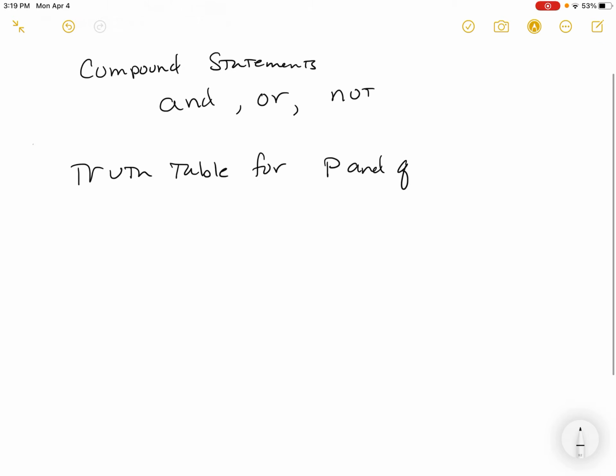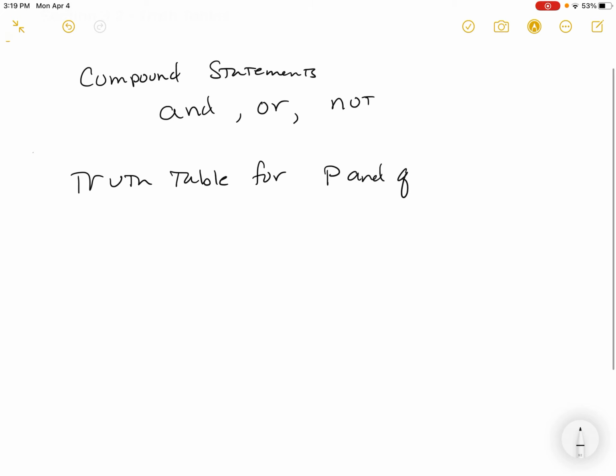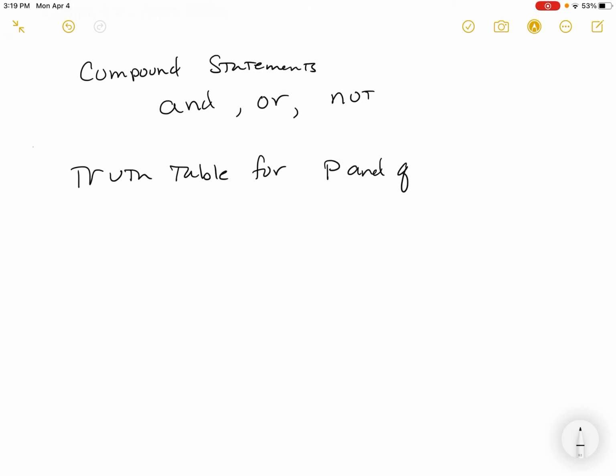So here's the truth table for P and Q. So remember the symbol for and. I'll remind you of that right here. And has this symbol of an upward facing arrow. That's the and symbol. So you'll see it just like that. So the way a truth table works is you have P and Q there. And you also have the compound statement P and Q.